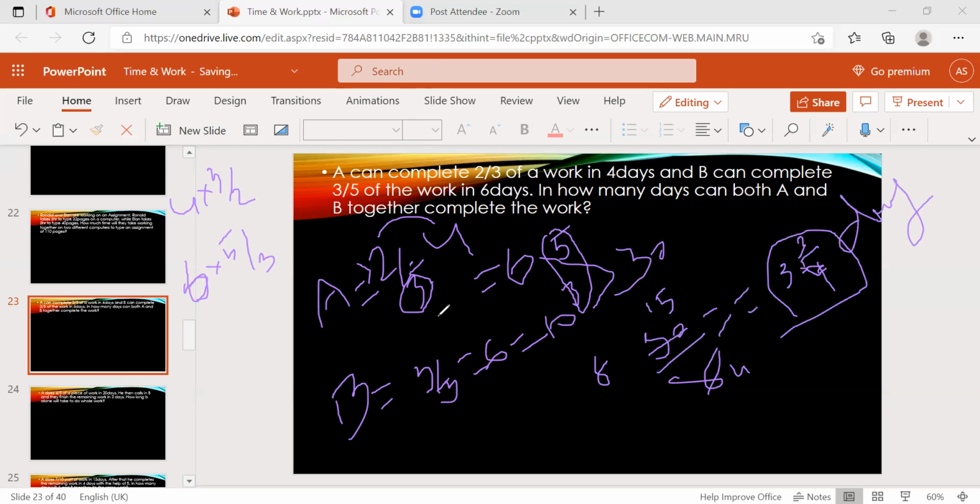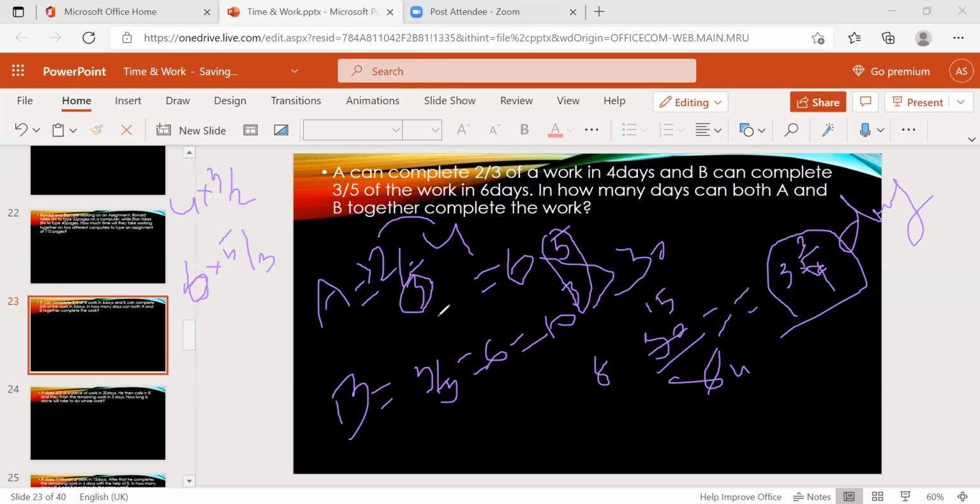Now, so clear. So what they given here, they given the fractions. That too, not complete work. They given a part of work, 2 by 3 and 3 by 5. They given the part of work. Then we have to convert to the whole work. Then we can get the whole work in 6 days and 10 days.